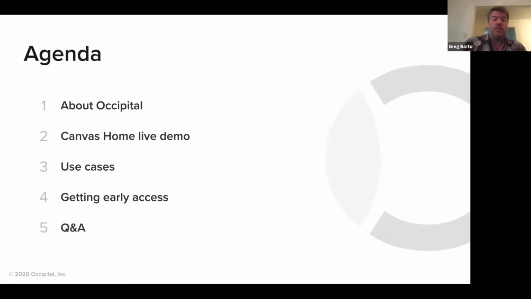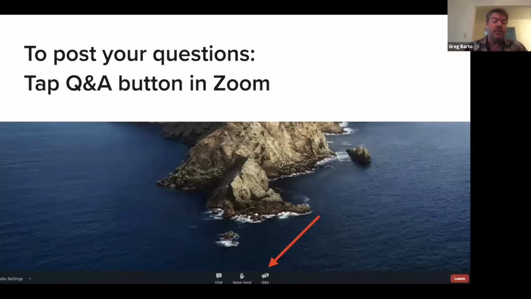So just to set the stage for what you can expect in this presentation, I'm going to spend a little bit of time talking about the history of Occipital, some of the products we've already brought to market over the past 10 years, and then we'll show you a live demo of the Canvas Home app. After that, we'll discuss use cases that our customers have been using it with during the private beta, and then we'll talk about how you can get early access and finish it up with a Q&A. If you've got a question during the webinar, there's a button down at the bottom of your screen. If you go ahead and click that and type your question in, we'll see it on our end. If we don't answer it during the live portion of the webinar, then we'll be sure to answer it at the end.